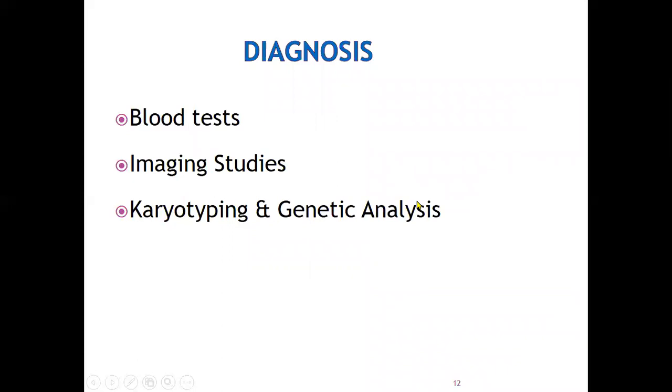Now, how do we diagnose the case? In all cases of CAH, the adrenals are bilaterally hyperplastic, sometimes increasing to 10 to 15 times their normal weight because of the sustained elevation in the ACTH. There are categories for the diagnostic evaluation: blood tests, imaging studies, karyotyping, and genetic analysis.